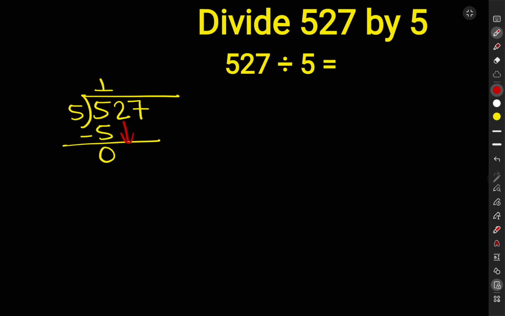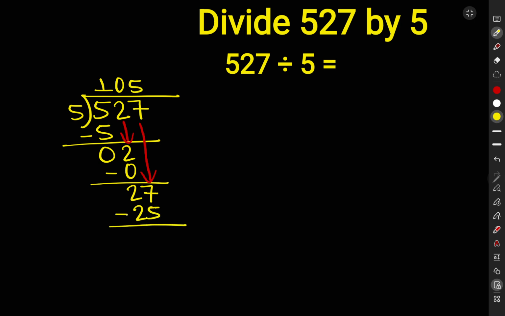So now we put down these 2, and 5 times 0 means 0. On subtracting, we get 2. So now we put down this 7 and it is 27. 5 times 5 is 25. On subtracting, we get 2.